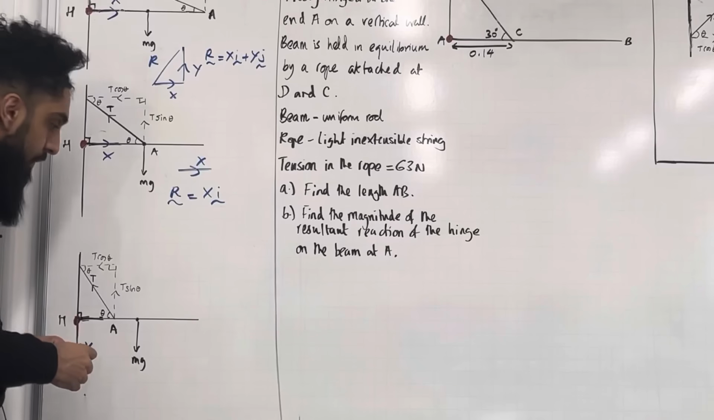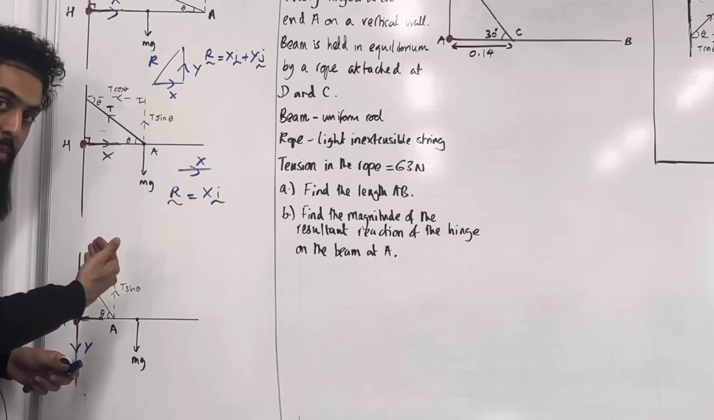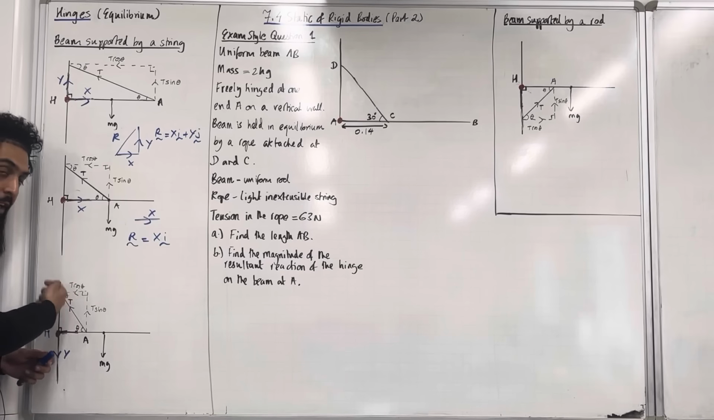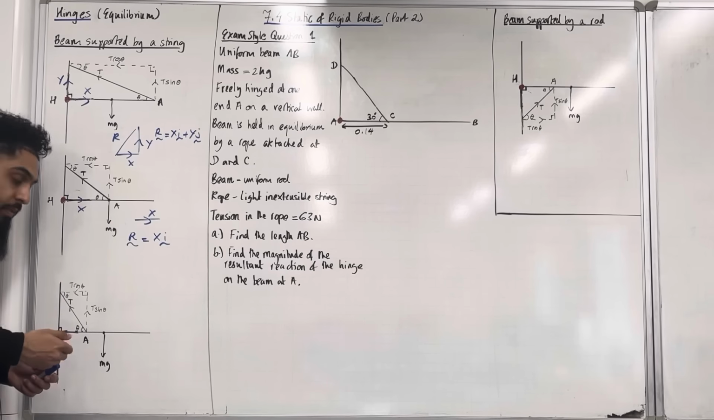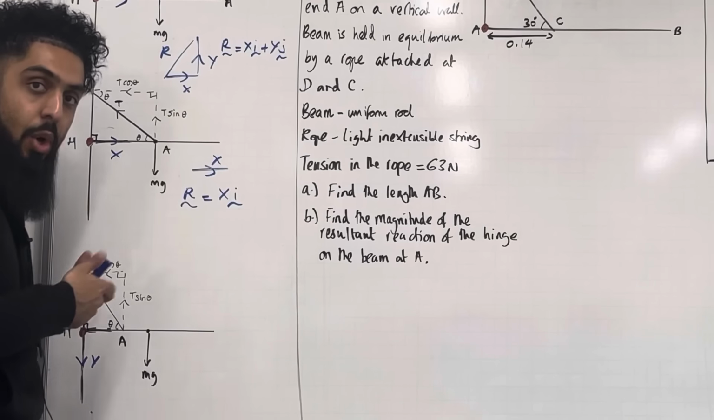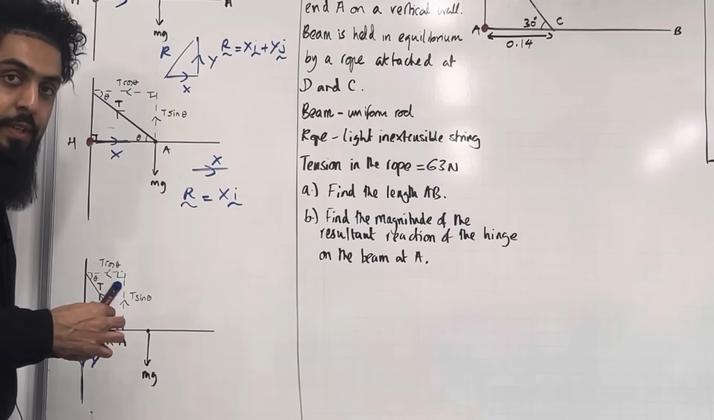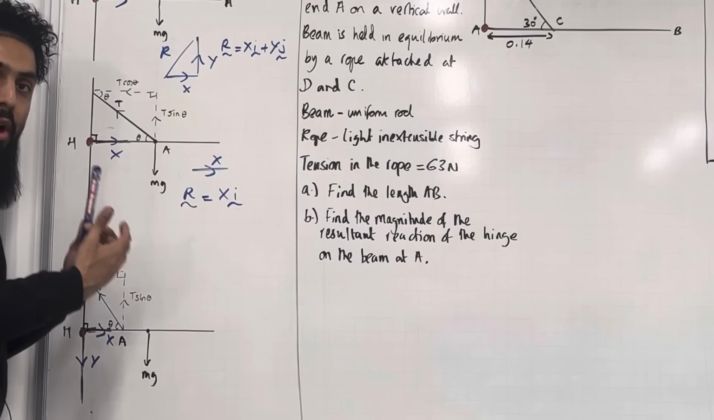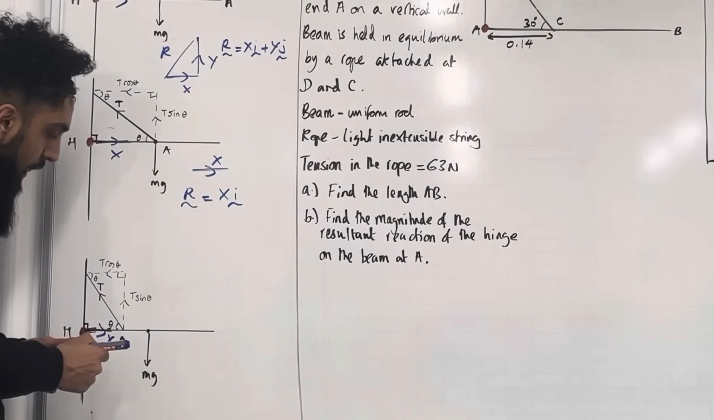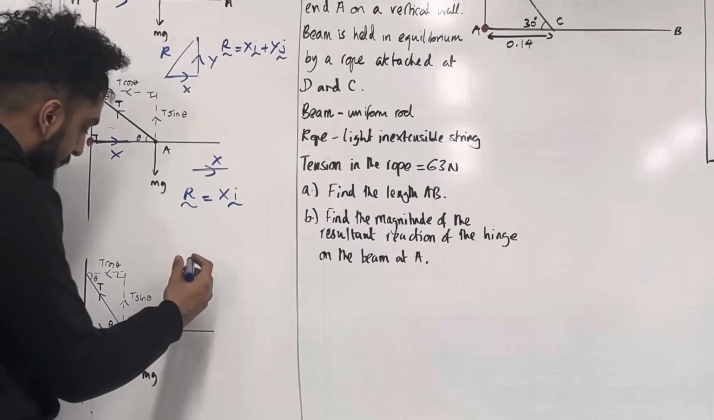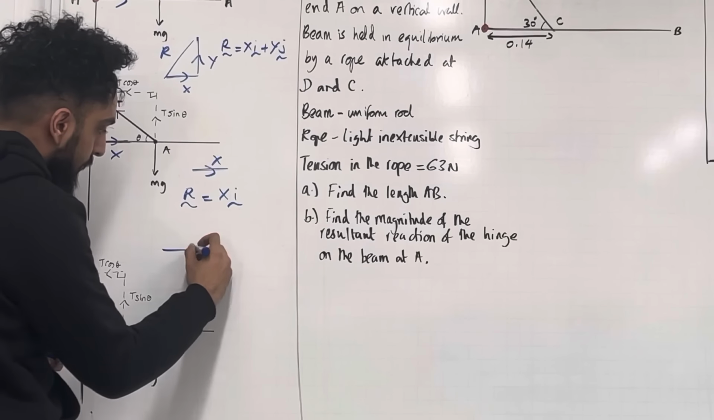Let's have a look at the tension force. The horizontal component is acting to the left, and so the horizontal component of the reaction force released by the hinge on the beam has to act to the right. We can call it X, to maintain equilibrium horizontally. We can form a right angle triangle. So here is my right angle triangle.